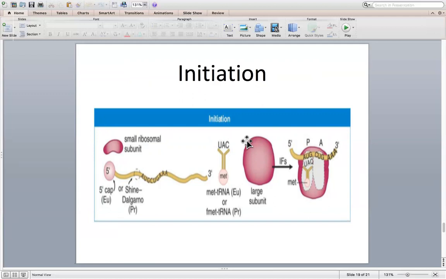Like we mentioned previously, that amino acid in eukaryotes is always going to be methionine. So that's the AUG start codon. All of these are always going to start with the sequence AUG, and methionine is always going to be that first amino acid along that polypeptide chain. And initiation factors also play a part in this. They bind and then they help the process move along.